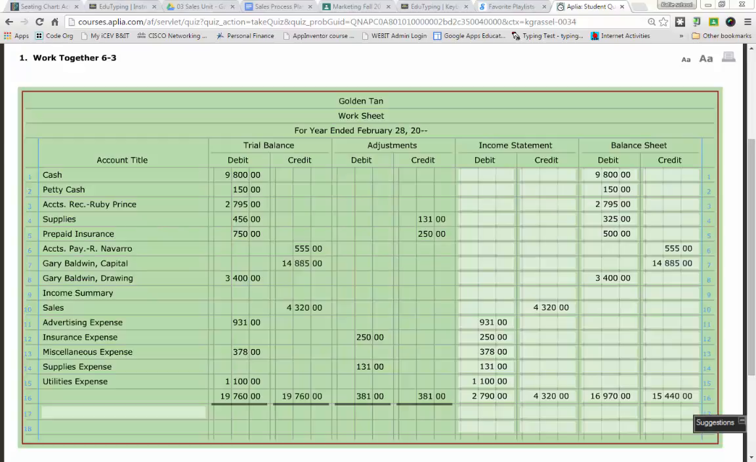Remember, the income statement credit column is all of your revenue. That's the money that you brought in for the business. Your income statement debit column is all of your expenses. We know that our credit is bigger than our expenses, so we made money. So what does that mean? On line 17, under account title, right now you're going to type in the words net income.